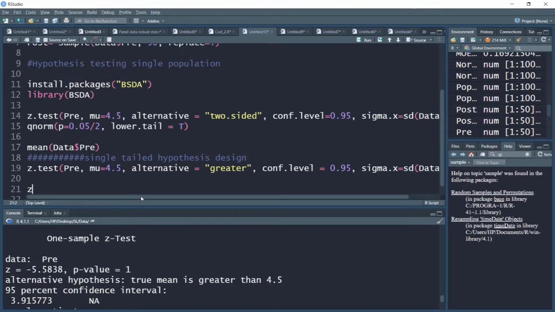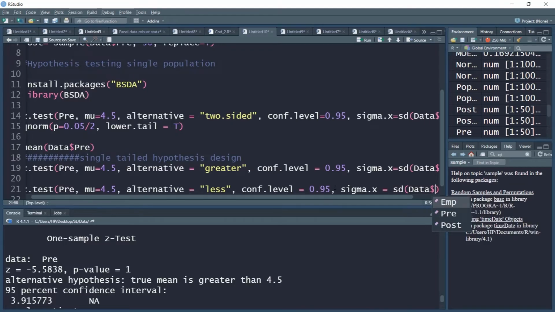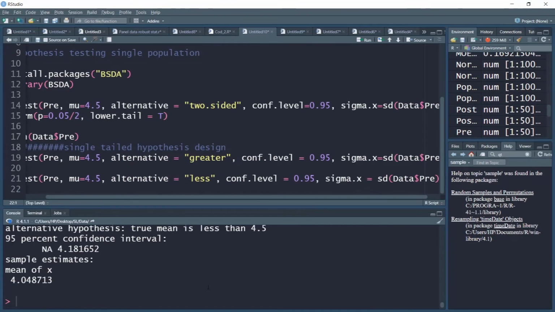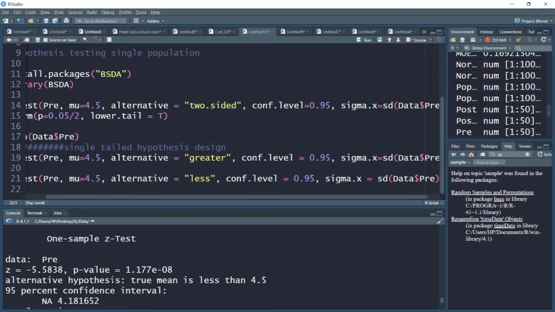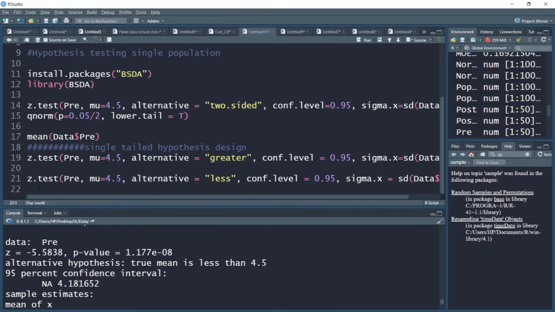So we'll move to the second step, where we'll test whether the population mean is less than 4.5. And for that, again, we'll use the sample pre, mu value of 4.5. But in this case, we'll run our alternative as less, which means we are testing whether our population mean is less than 4.5. And we'll use our confidence level again as 0.95. And we'll specify the population standard deviation also as the standard deviation of the original pre-data. Now if I run this, please notice again my Z value is minus 5.5838.